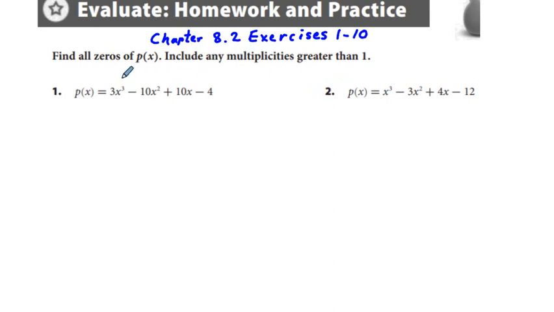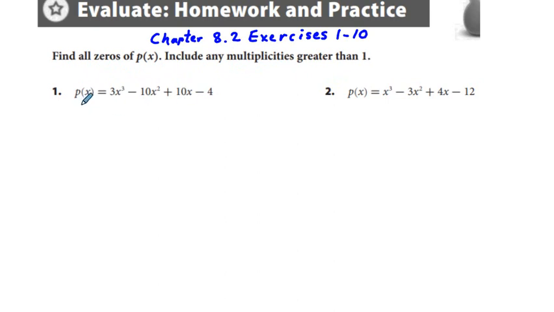But in this section, there's a wealth of things that I find interesting, and so we're going to go over these. I'm going to do, in this set, the odd number problems 1, 3, 5, 7, and 9. Okay, the first section here, find all zeros of p of x, including any multiplicities greater than 1.